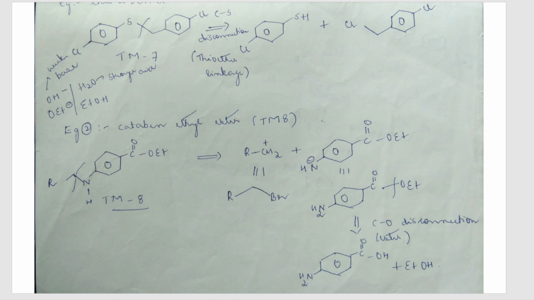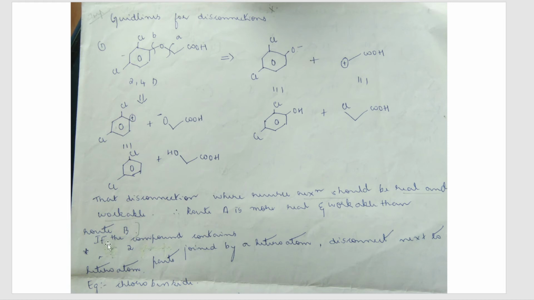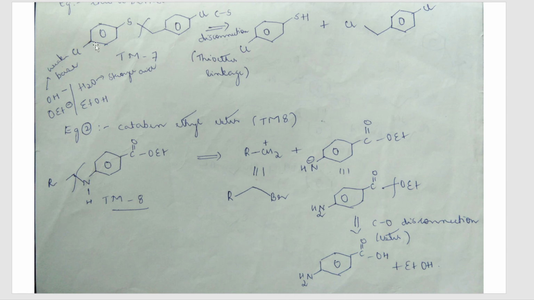So what is the guideline telling us? Once again we will read: if the compound contains two parts joined by a heteroatom, disconnect next to the heteroatom. So here we are supposed to disconnect next to this heteroatom. That is what your guideline is telling. Otherwise you will have confusion: should I disconnect over here, or over here, or over here? So what you do is you disconnect a bond that is next to the heteroatom.